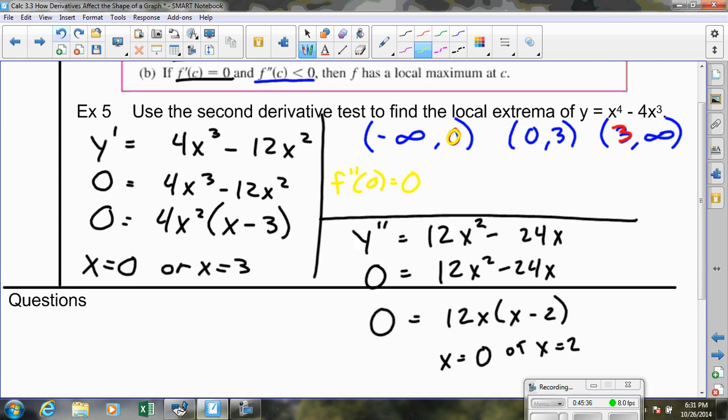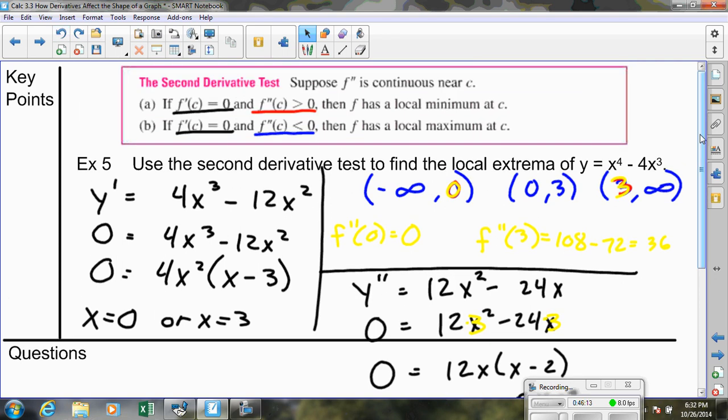If we tried the other one, though, plugging in 3, 3 squared is 9. 9 times 12 is 108. And so f double prime of 3 is 108 minus 24 times 3, which is 72. We wind up with 36, which is positive. That's beneficial for us because it tells us that this value of 3, because it's a critical value, and because the second derivative is positive, this point of 3 is a local minimum in the original function.